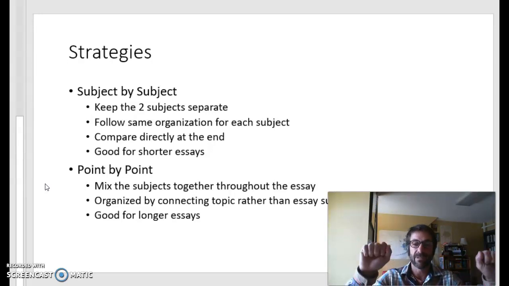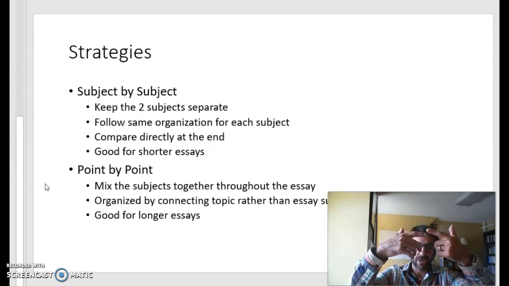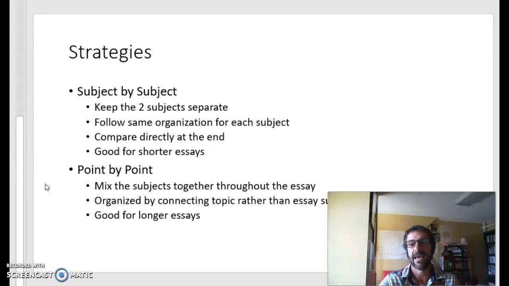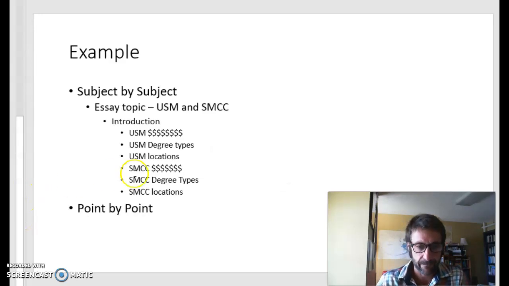So rather than keeping the two things separate, I take the chunks, the different topics within those two subjects, and I put them together. They're organizing by connecting topic rather than the essay subjects, and this is better for longer essays, but really I've seen some great shorter essays using this style as well.